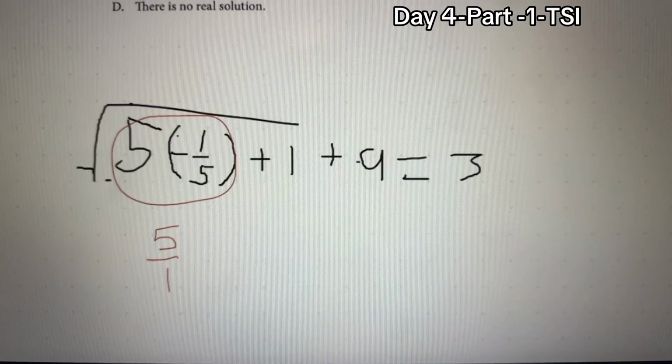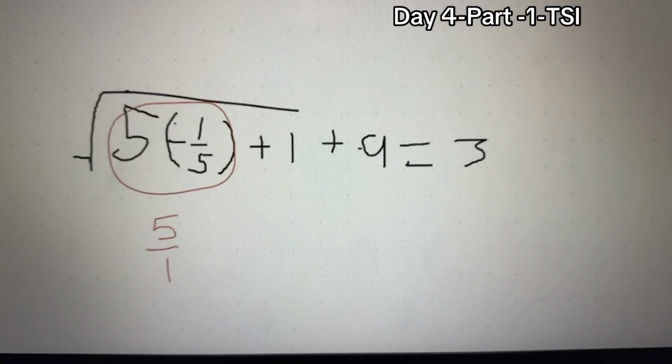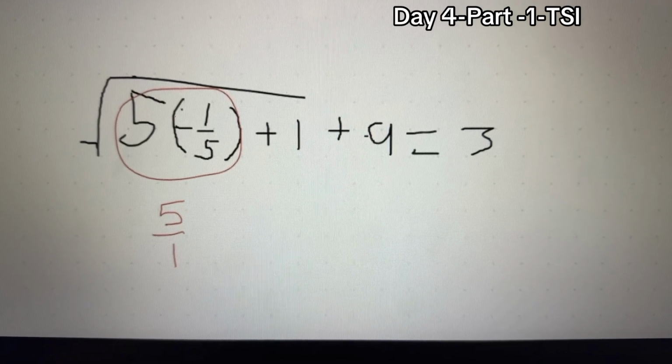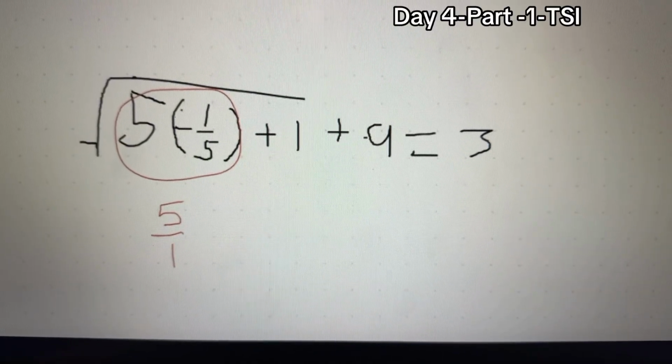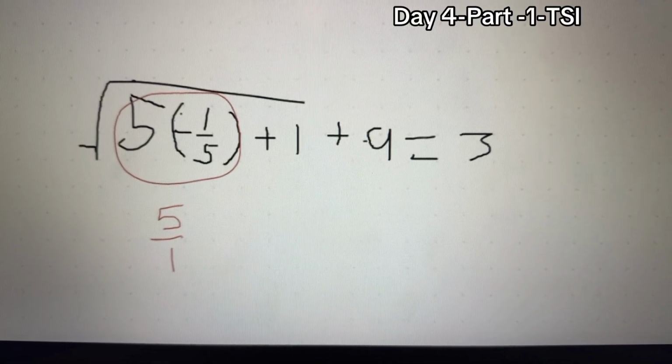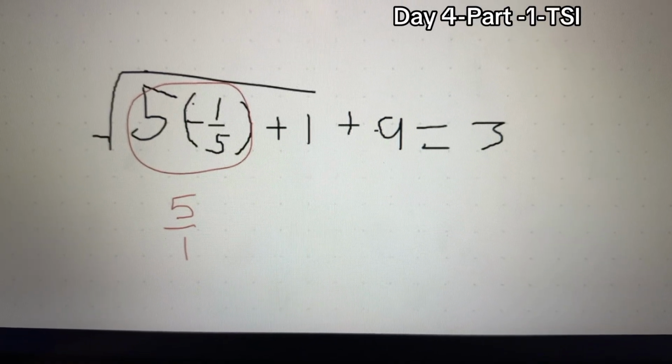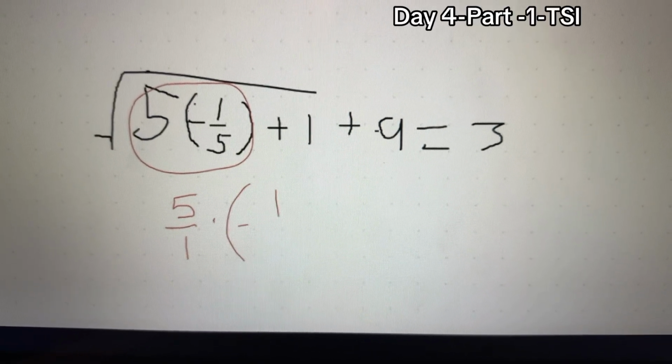Is that obvious why 5 is the same as 5 over 1? Right? 5 divided by 1 is just 5. Anything divided by 1 is itself. 10 divided by 1 is 10. 100 divided by 1 is 100. So 5 is the same as 5 over 1, and we're going to multiply it by negative 1 over 5.